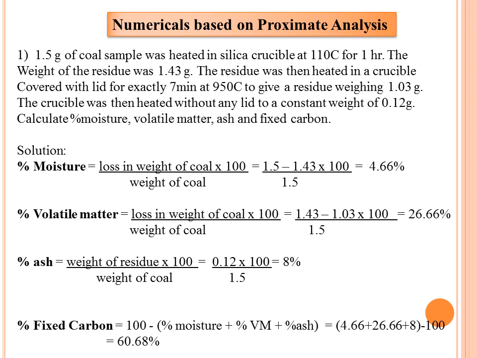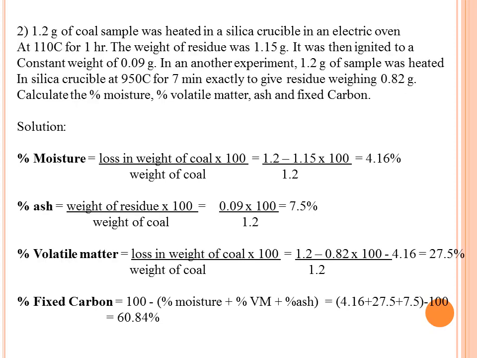And then the percentage of fixed carbon is nothing but 100 minus all the percentages. So it should be 60.68%. I have shown this just as an example, but whenever we take that webinar, I will explain 2 to 3 examples so that we can see how to solve the numericals for proximate analysis.